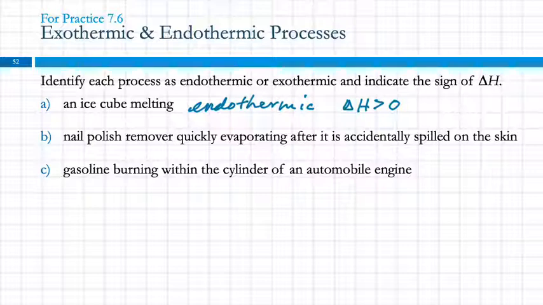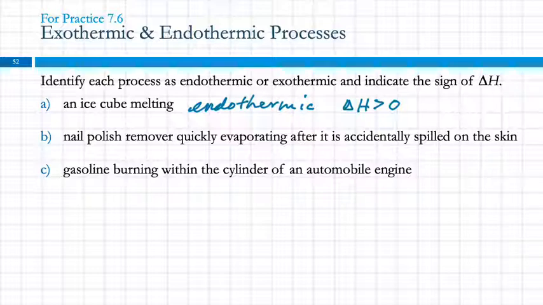Just like when you get an immunization and they rub your skin with a little alcohol wipe, it feels cold. Why does it feel cold to me? Because heat is leaving my hand, and where's it going? To the acetone, to cause the acetone to evaporate. So for my hand, that's exothermic, because I'm losing heat, but for the nail polish remover, it's gaining heat.